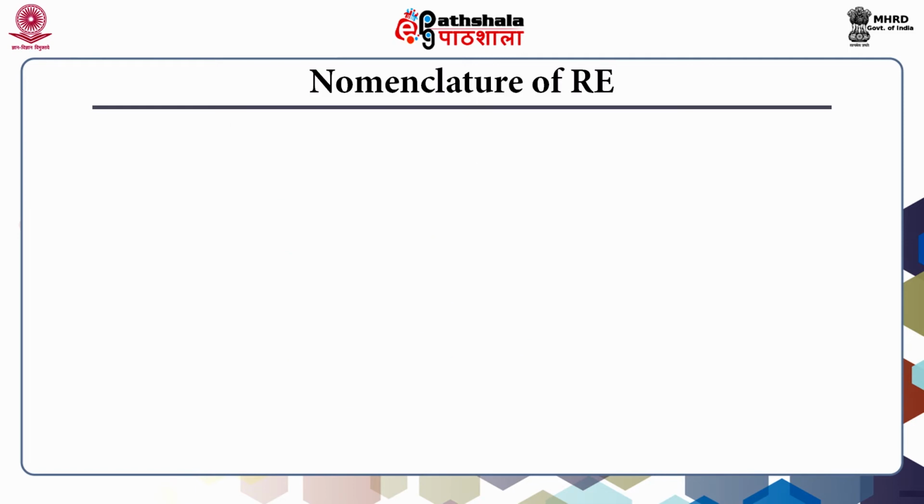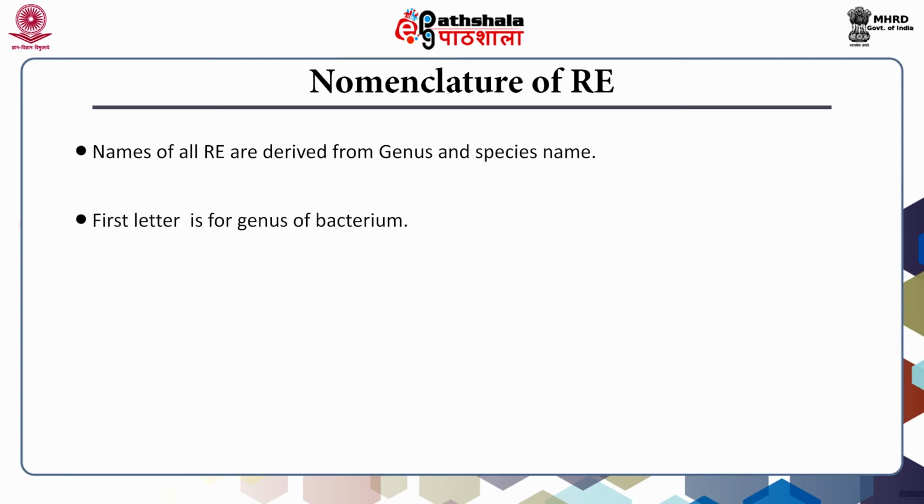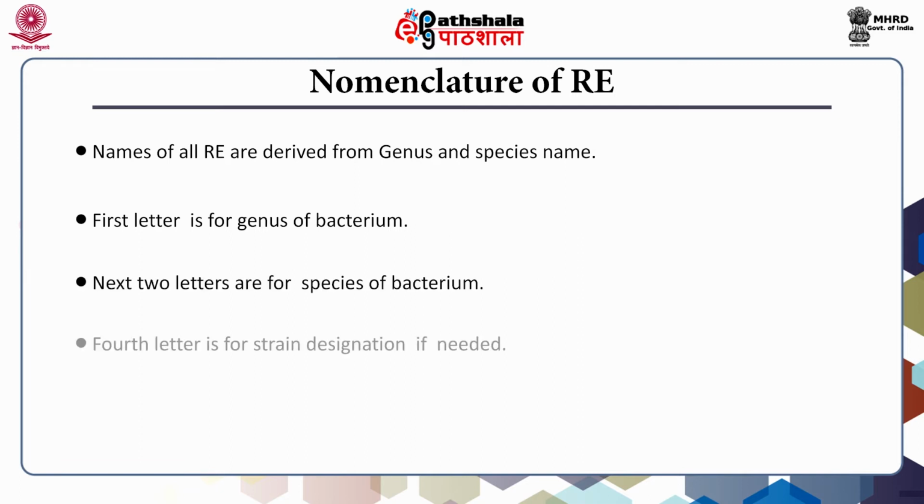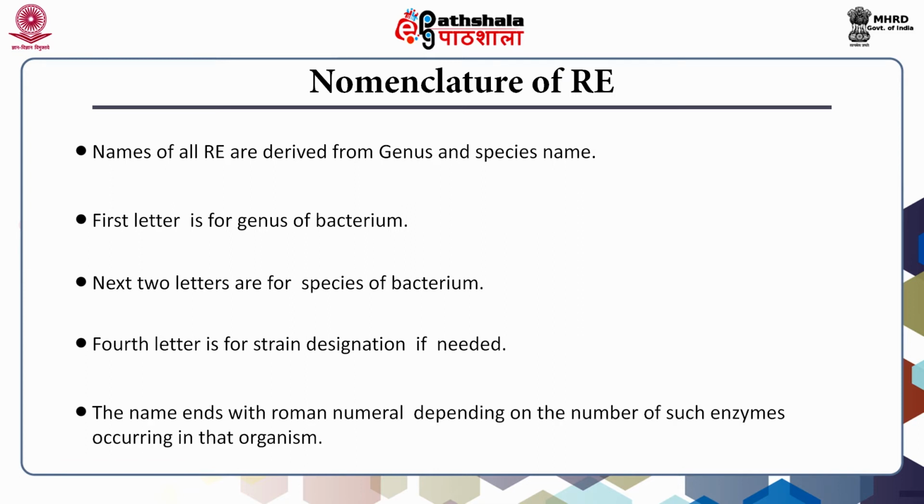Nomenclature of restriction enzymes. Names of all restriction enzymes are derived from genus and species name. The first letter is for the genus of the bacterium, the next two letters are for species of bacterium, the fourth letter is for strain designation if needed. The name ends with a Roman numeral depending on the number of such enzymes occurring in that organism.